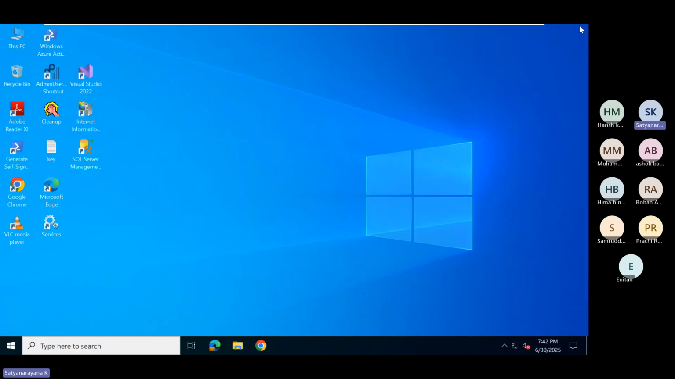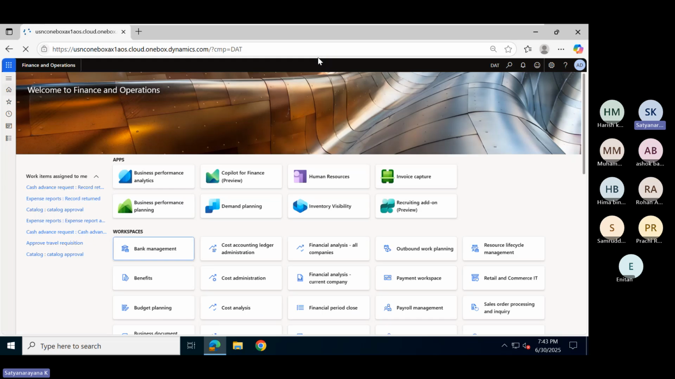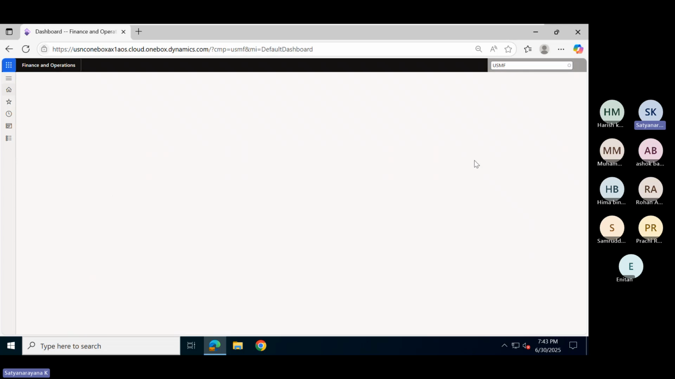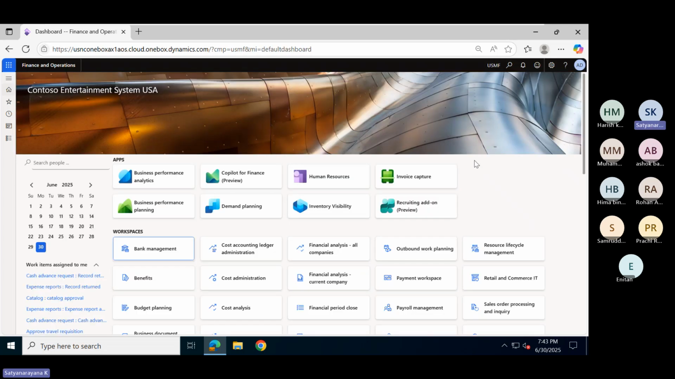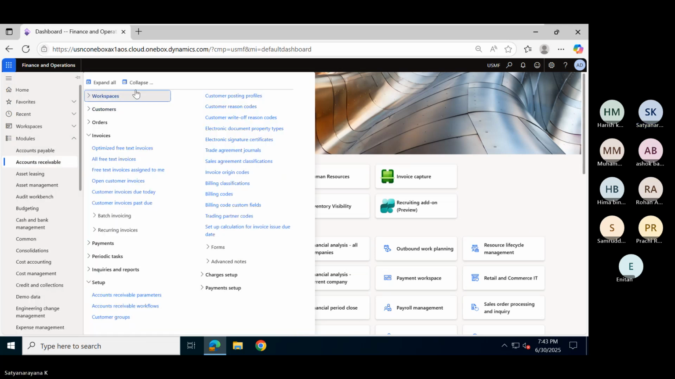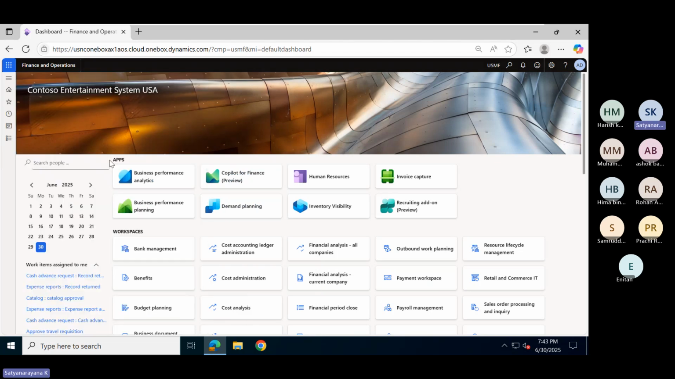You can click on Microsoft Edge or Internet Explorer. You need to click on the link. Then it will open and ask you for username and password. In a real-time scenario, you need to enter your username and password. Once it is opened, you can go here: accounts receivable, collapse all, invoices, all free text invoice.